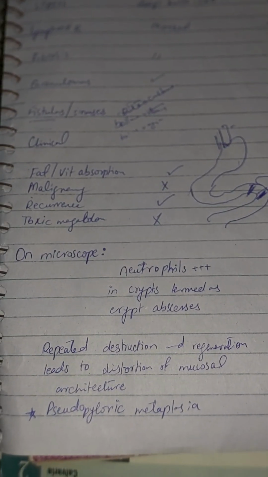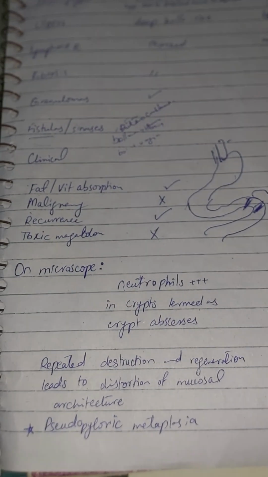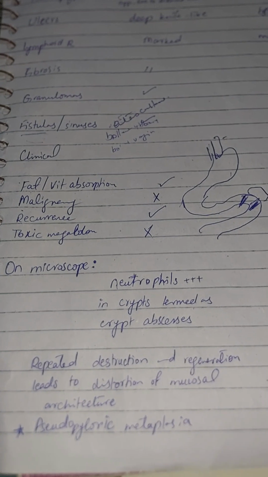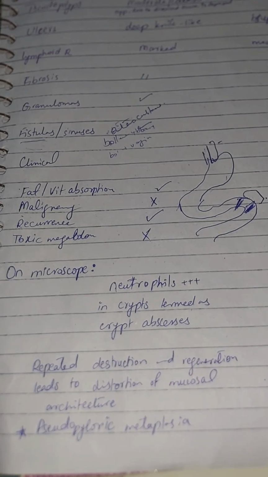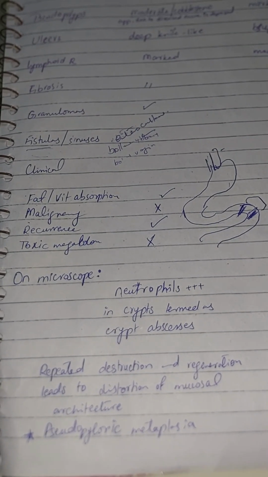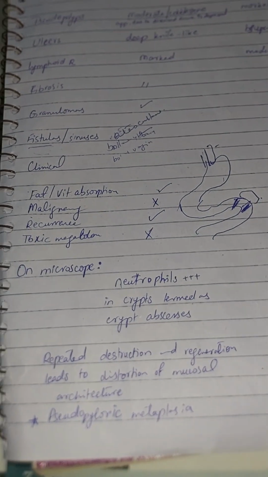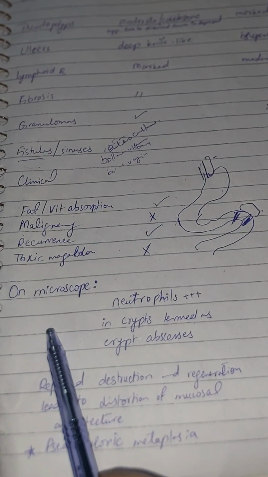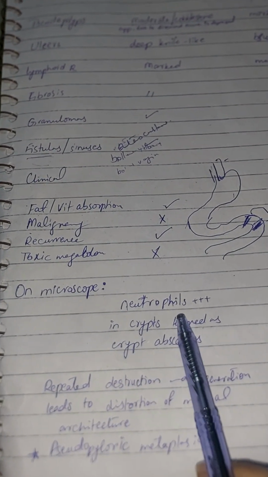Okay, students, continuing the topic, recurrence is very common in toxic megacolon. Toxic megacolon is a clinical feature of ulcerative colitis. We will discuss that in that topic. So, come to the microscopy of Crohn's disease.